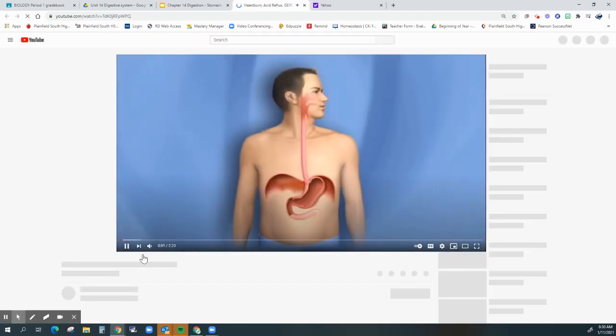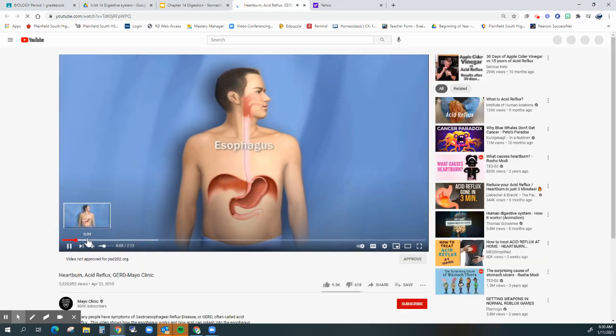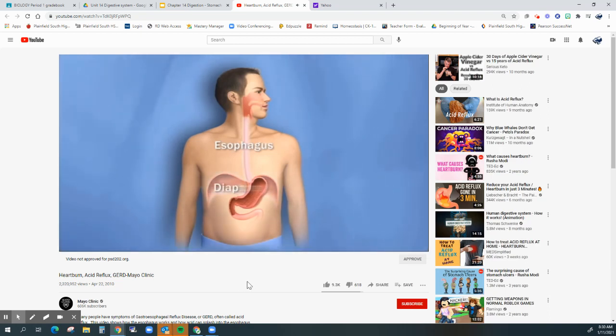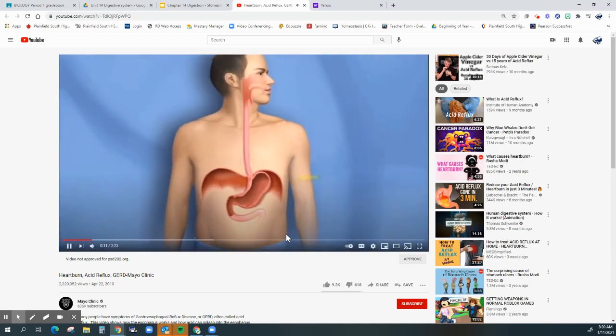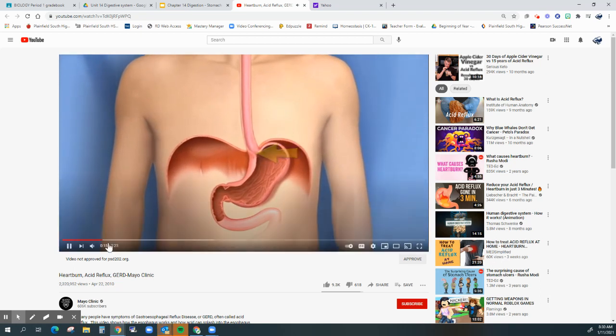When you swallow food, it travels through a tube called the esophagus. The esophagus leads into the stomach through a hole in a sheath muscle called the diaphragm. There's a round muscle at the bottom of the esophagus that works like a valve. The muscle relaxes when you swallow, allowing food to pass into the stomach.